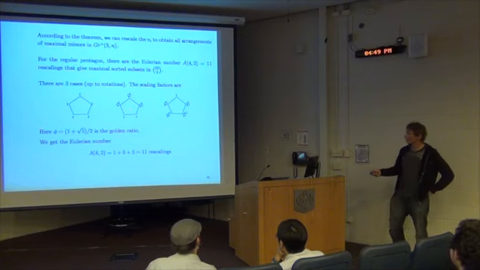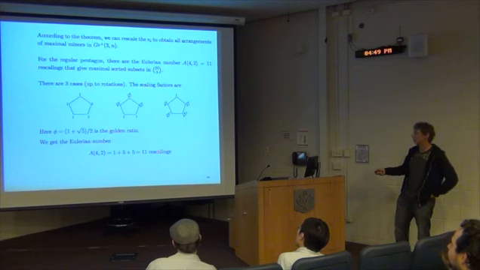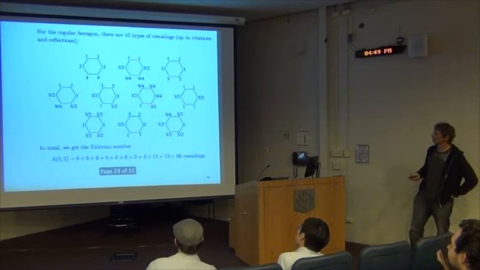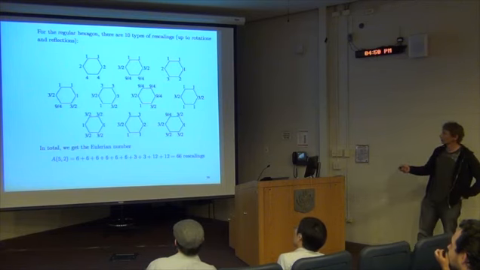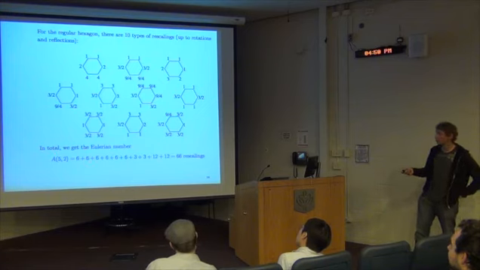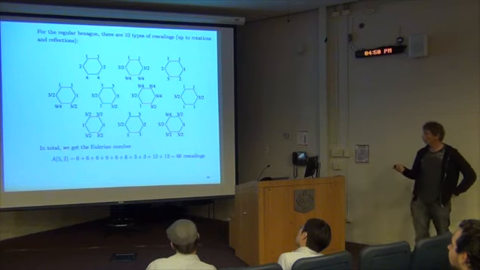In general, in one case we have 1 rescaling, here we have 5 possibilities because we can rotate it, here we have another 5, so we get 11 rescalings. That's the Eulerian number. And this is how these rescalings look for the hexagon. There are 10 types. There are a lot of possibilities, and if you add up all of them, you get 66, which is also the Eulerian number of permutations of size 5 with 2 descents, and so on.